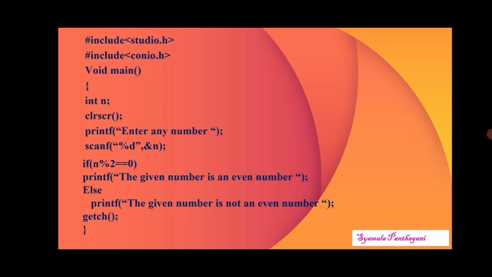If the given number is divisible by 2, meaning it is divided by 2 and returns the remainder as 0, the given number is an even number. Otherwise, the given number is not an even number. Shall we go to the output?